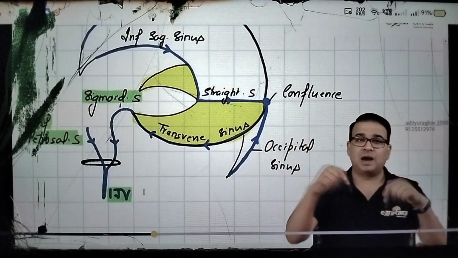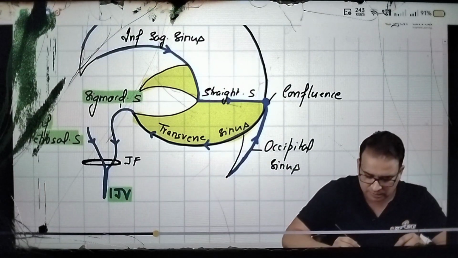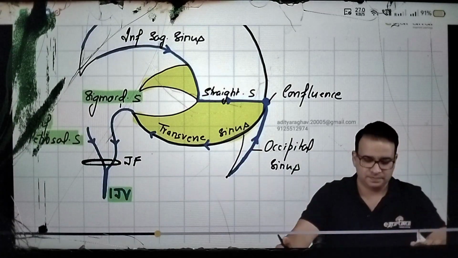Sigmoid sinus and inferior petrosal sinus are the content of jugular foramen because the fusion, if you look at this diagram carefully, takes place just below the jugular foramen. The fusion takes place just below the jugular foramen. So internal jugular vein is not the content, its tributaries are the content.